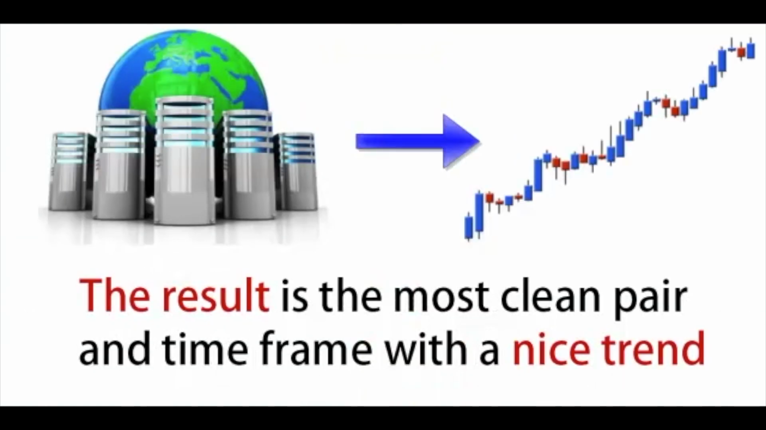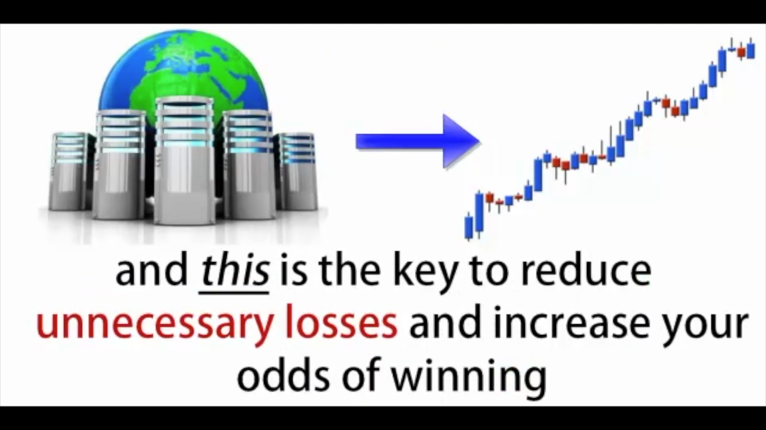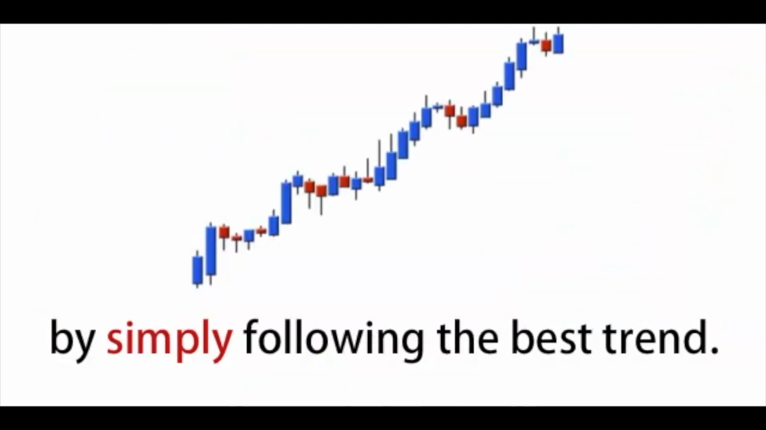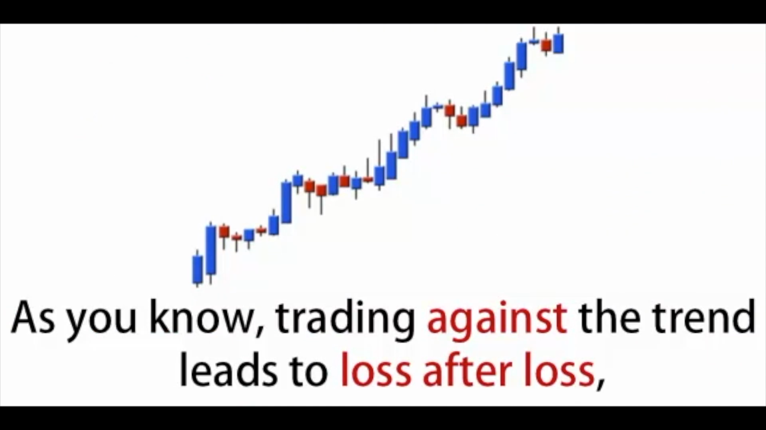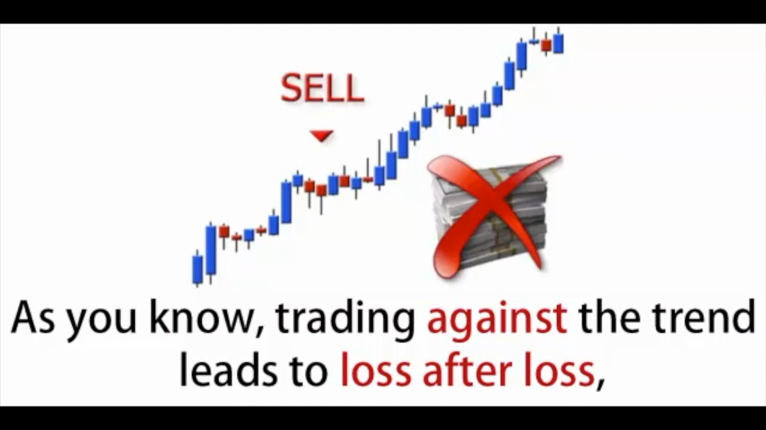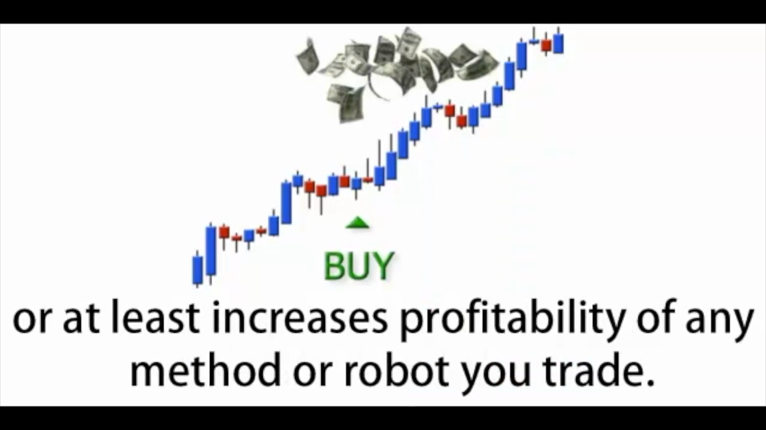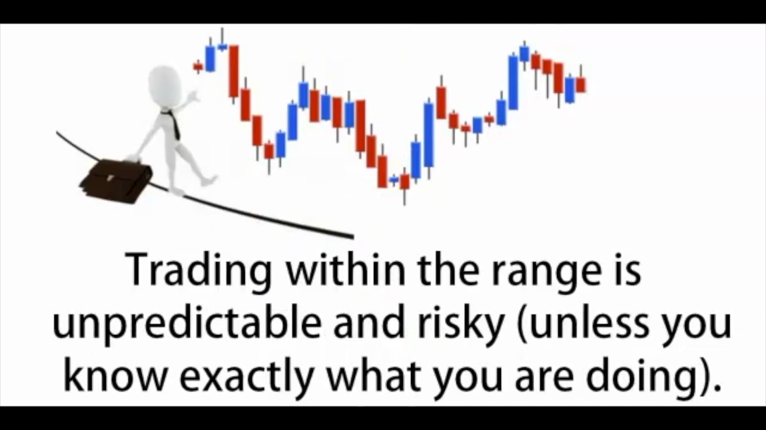The result is the most clean pair and time frame with a nice trend, and this is the key to reduce unnecessary losses and increase your odds of winning by simply following the best trend. As you know, trading against the trend leads to loss after loss, but trading with the trend leads to profits, or at least increases profitability of any method or robot you trade. Trading within the range is unpredictable and risky, unless you know exactly what you're doing.